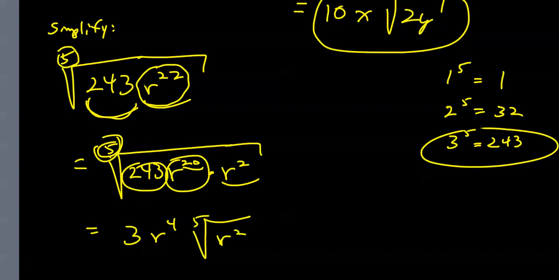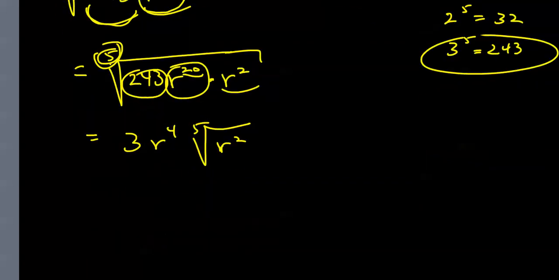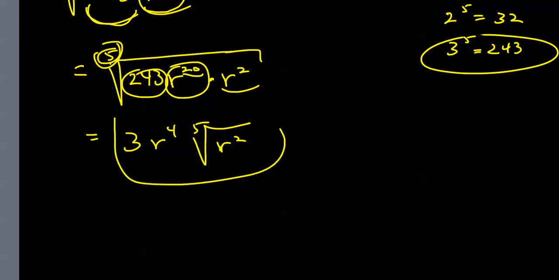Okay, you're in completely simplified form when you've got no constants that are perfect powers of your index, and similarly your variables have to have all the exponents less than the index. Here, 2 is less than 5. So there's my final answer, 3r to the 4th times the fifth root of r squared.